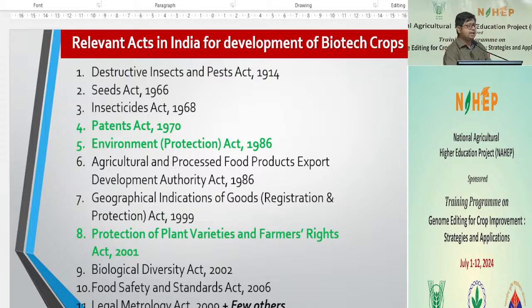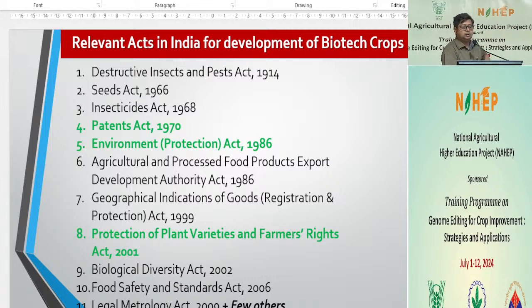Environment Protection Act 1986. The SOPs come particularly from this act. The standard operating procedures, which we heard about in the previous lecture, all come from the Environment Protection Act 1986. Under it, the legislation regulating GM crops and GMOs was developed as the Rules 1989. Then there is the APEDA Act.